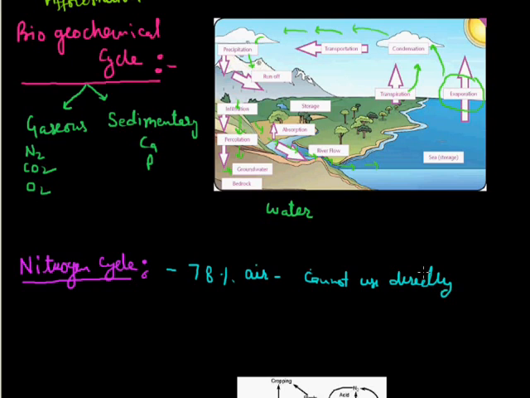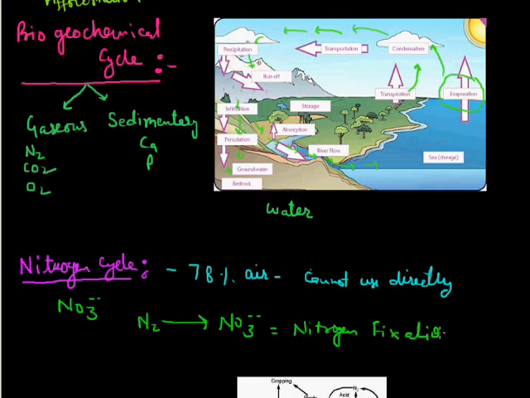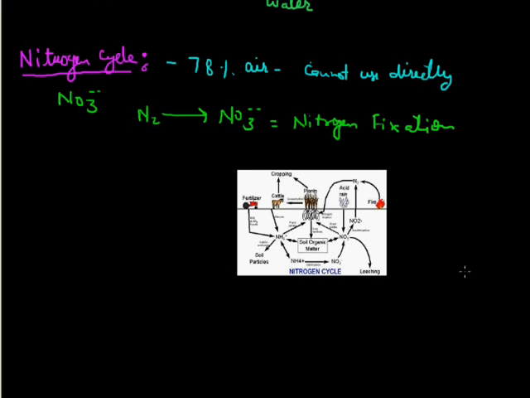Plants need nitrogen in the form of nitrates, NO3. The process through which nitrogen is converted into NO3 is known as nitrogen fixation or nitrification. During nitrogen fixation, nitrogen is converted into nitrate. So how does nitrogen convert into nitrate? Here are some important concepts.